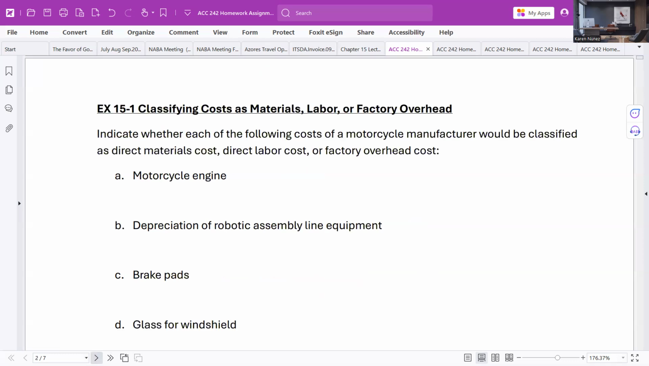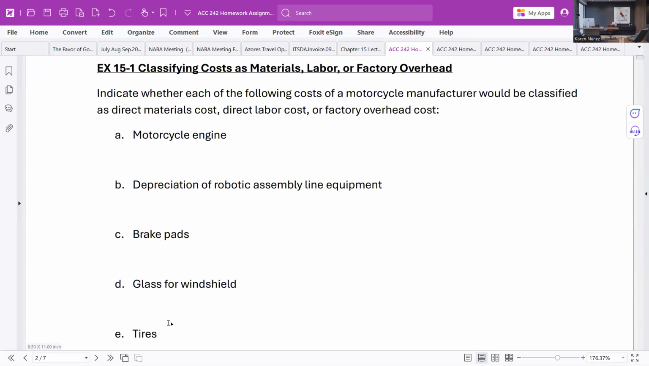Next, let's look at 15-1. So again, we're classifying costs, now as either materials, labor, or factory overhead. So now we've got costs that are manufacturing costs, and we need to classify them as one of the three different kinds of manufacturing costs. They're either going to be, again, direct materials, direct labor, or factory overhead.